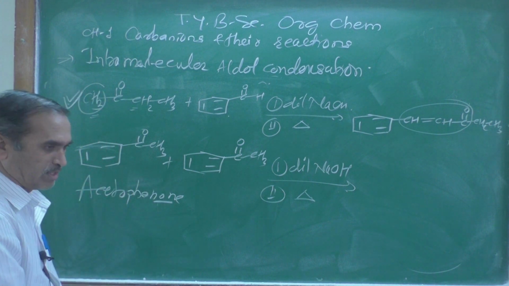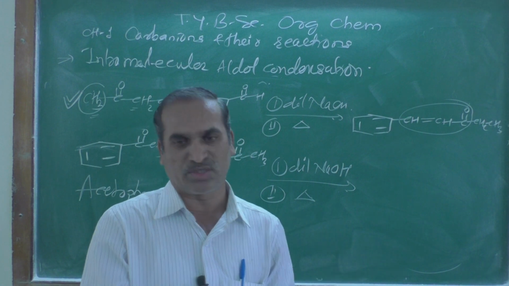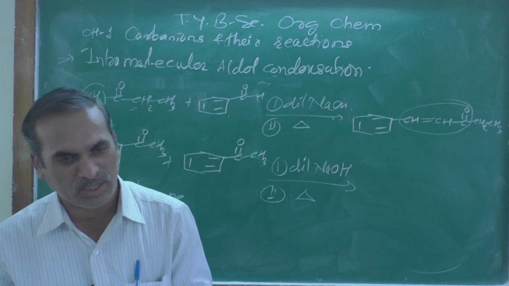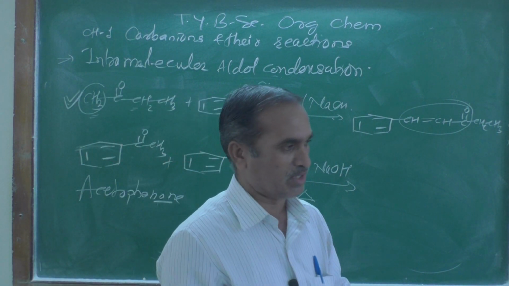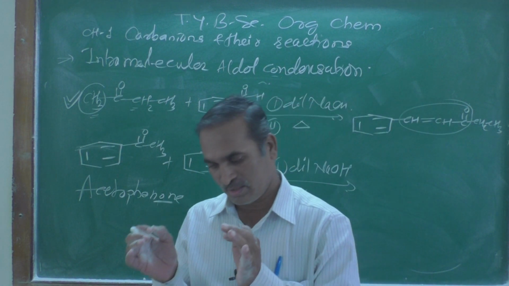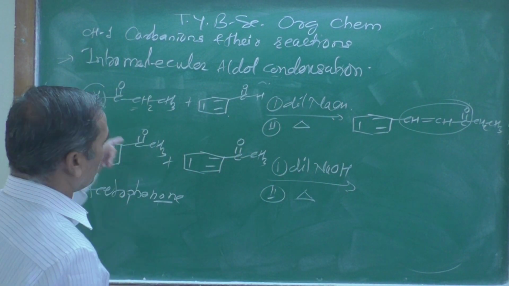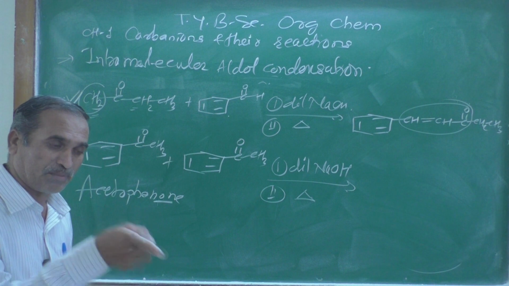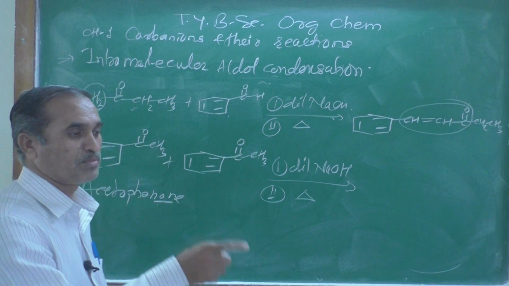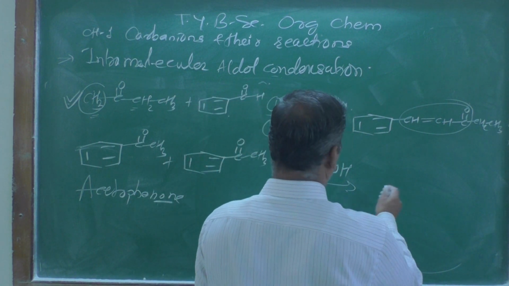What type of aldol condensation? There are three different aldol condensation reactions: one is a simple aldol condensation, the second is a cross aldol condensation, and the third is an intramolecular aldol condensation. This is the first one, a simple aldol condensation reaction, and the product is going to form over there.